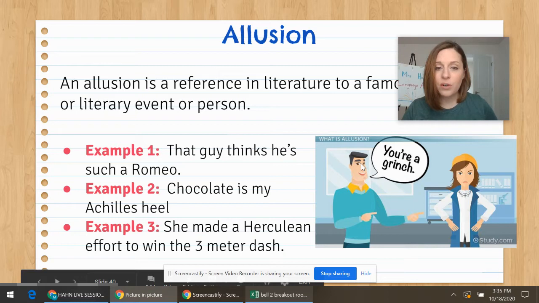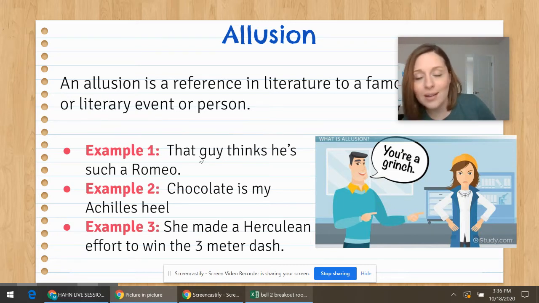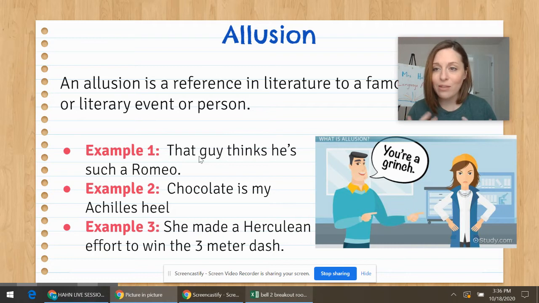So let's look at this first example. Example one: "That guy thinks he's such a Romeo." Even if you haven't read Romeo and Juliet, you know that that's a famous love story, and you know that that is commenting on whoever they're talking about thinks they're romantic. Okay, example number two: "Chocolate is my Achilles heel."